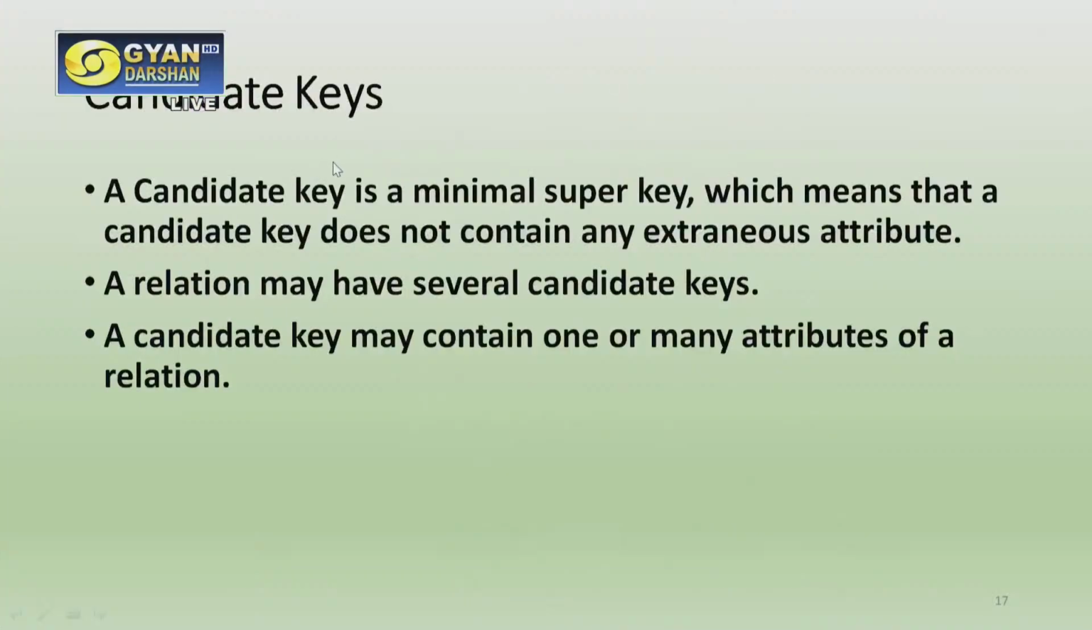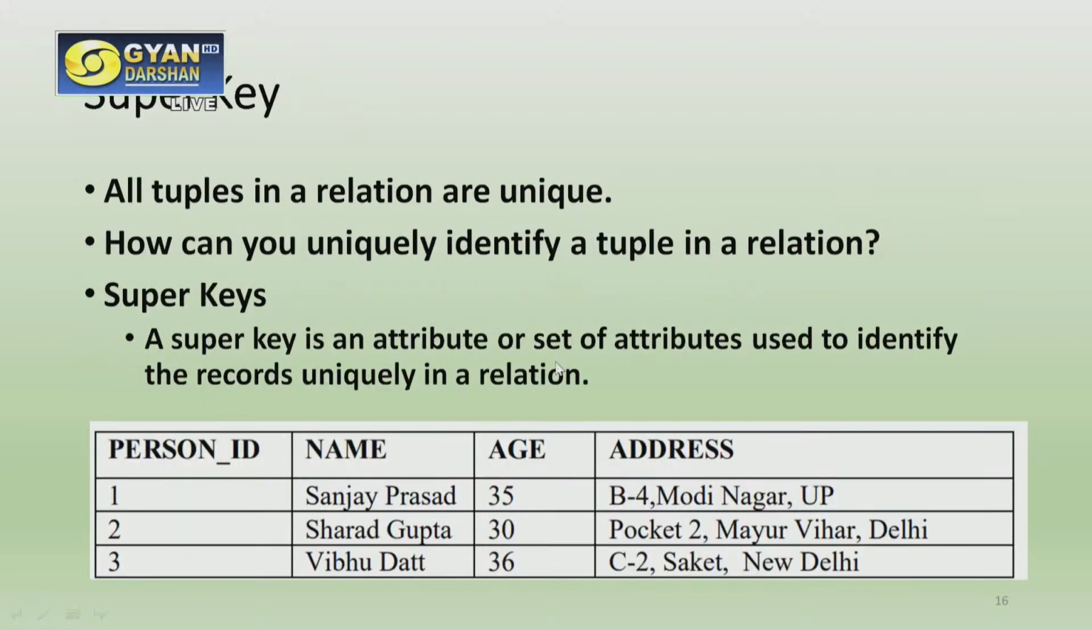Now that minimal super key is called a candidate key. A candidate key is the minimal super key, which means that a candidate key does not contain any extraneous attributes. A relation may have several candidate keys. A candidate key may contain one or many attributes of a relation. It can be composite also.